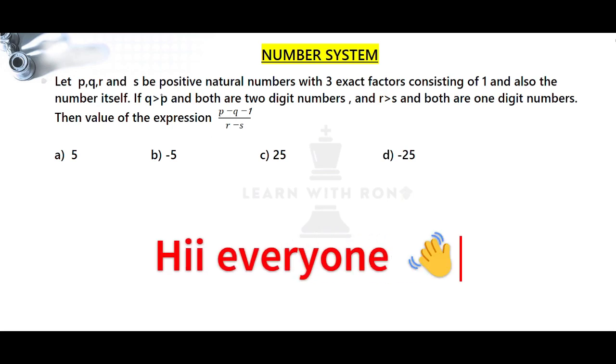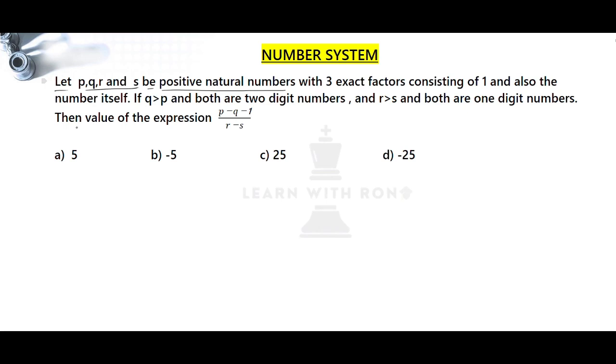Hi everyone, see this question. Let P, Q, R, S be positive natural numbers. Given numbers are P, Q, R and S, with exactly three factors, which means each of these numbers individually has three factors, consisting of 1 and also the number itself, and these are the three factors.